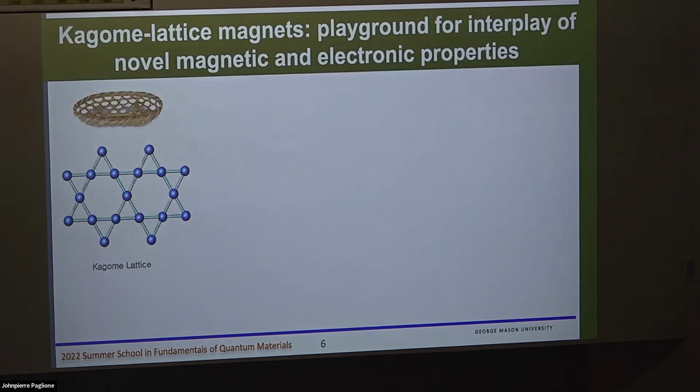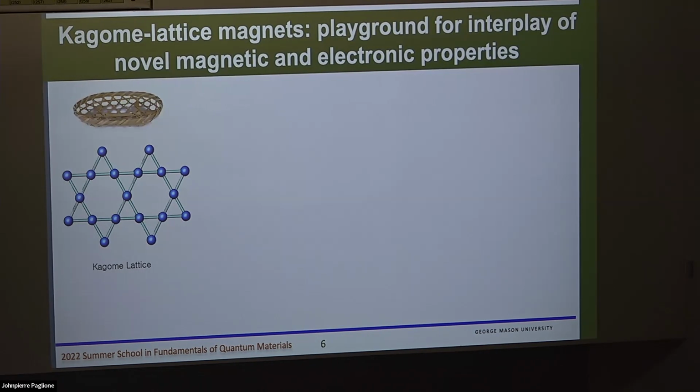So the word kagome, many of you might already be familiar with this, comes from the Japanese word that means a basket, something like that. If we look into the basket, we can see these little triangles, these corner-sharing triangles. So a lattice in which atoms are arranged in such a way that they form these corner-sharing triangles are thus called kagome materials.